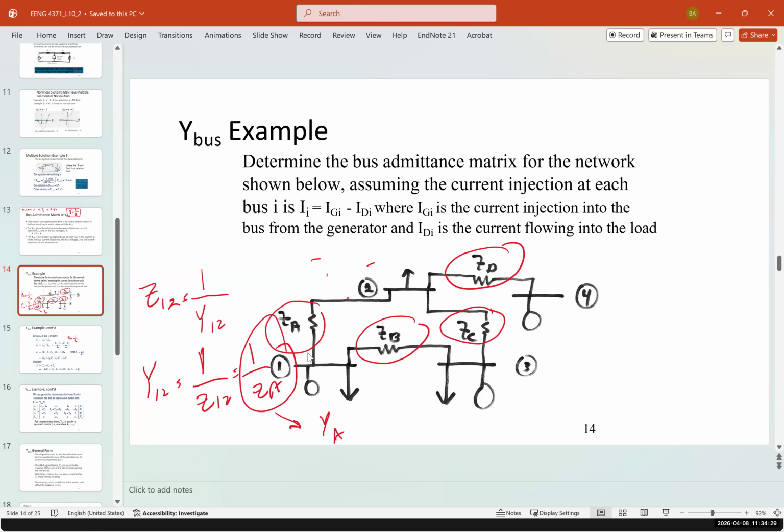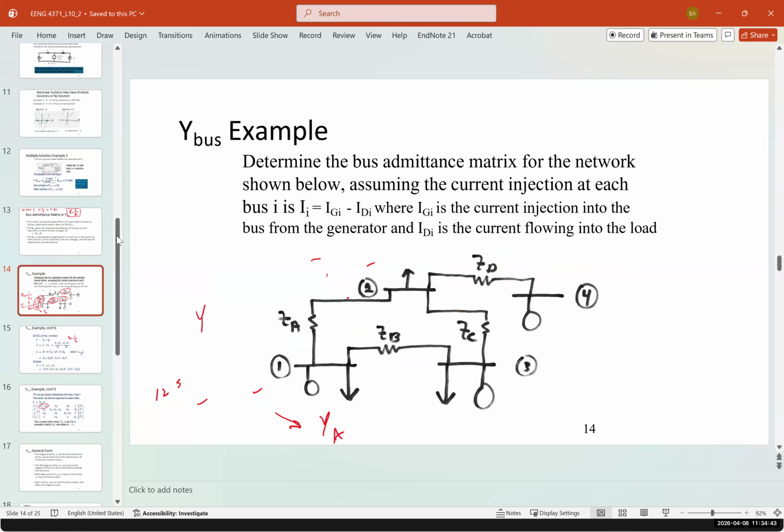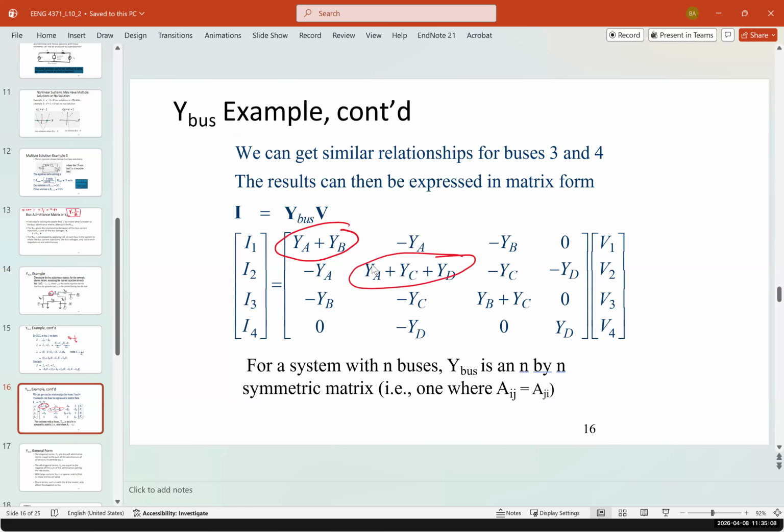So which impedances are connected in total with bus A? It's going to be ZA and ZB, which is YA and YB. So for the first one, it's going to be YA and YB. What about the second bus? Which admittances are connected to the second bus? YA plus YD plus YC.